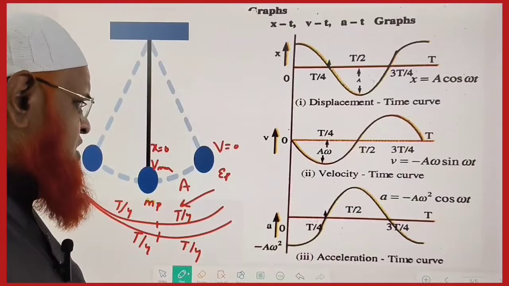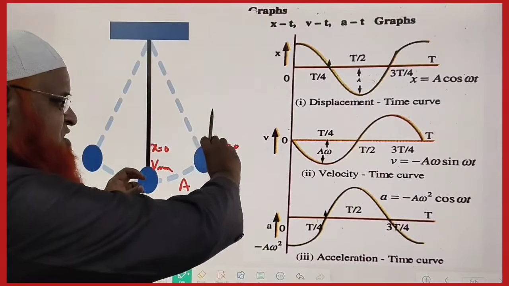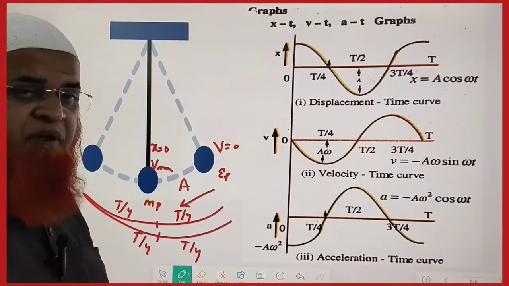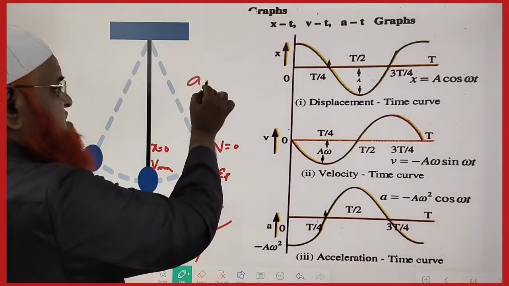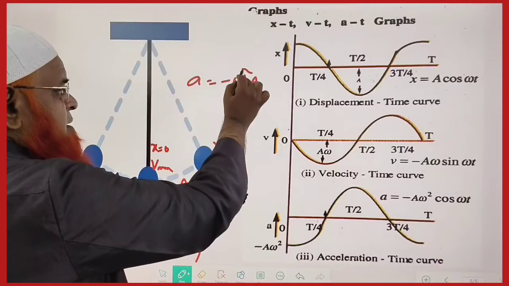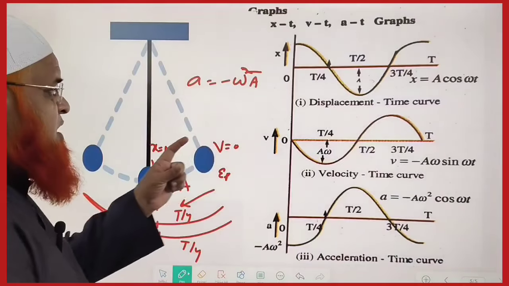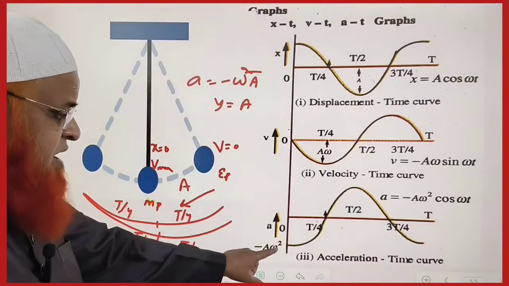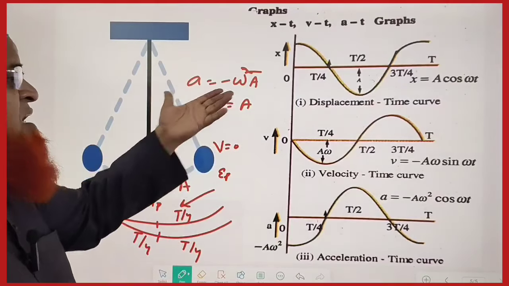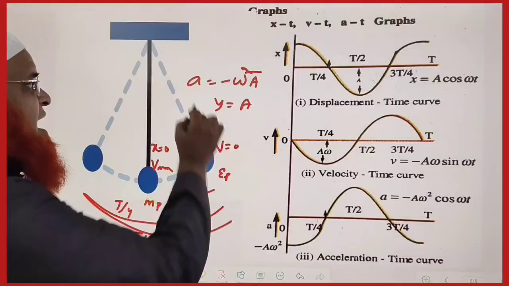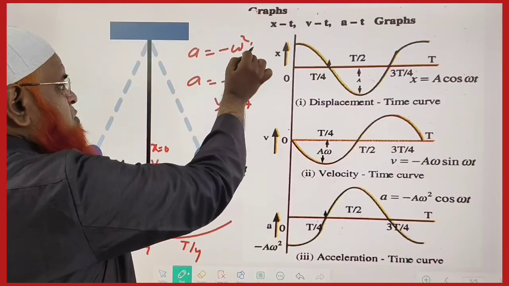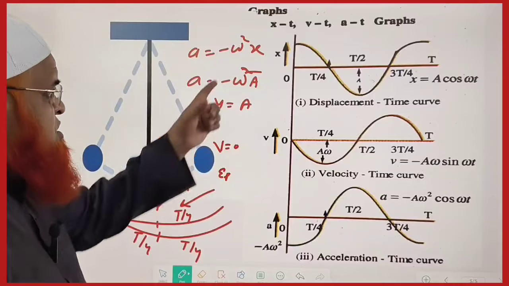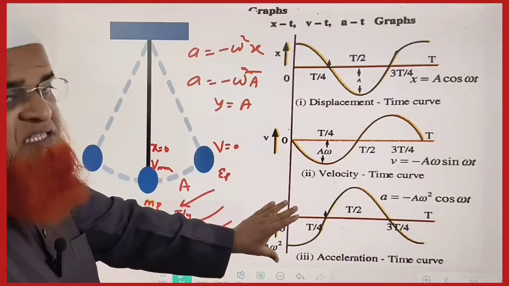And acceleration, if you observe, at this extreme point, when the displacement is maximum, what is going to happen in acceleration? Acceleration is given as minus omega square into a, because displacement is going to become amplitude here. So it starts from minus omega square a. Why minus? Because during the derivation we have said that acceleration is going to be minus omega square into y, or minus omega square into x here. So x will become a when it is maximum.